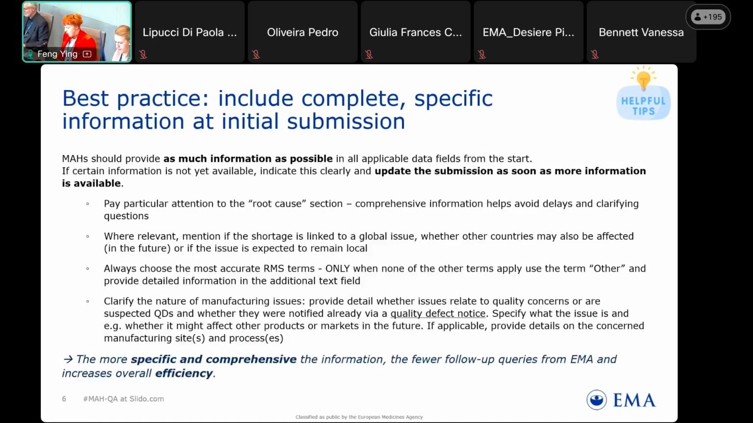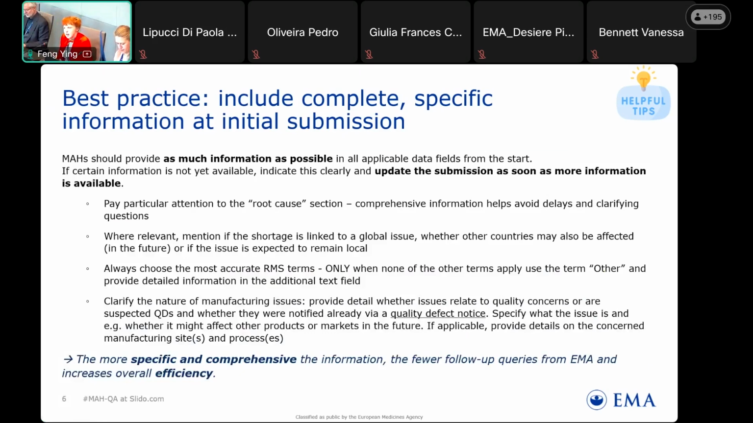Now, we wanted to highlight some best practice points which we've noticed have been causing trouble or confusion with some of you on the industry side. So just to make sure that we touch upon them in this session.